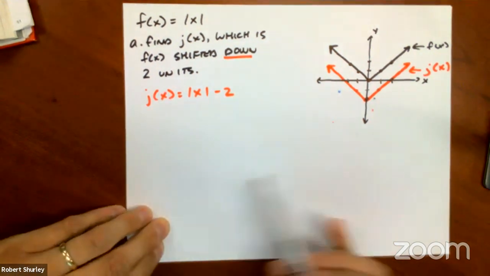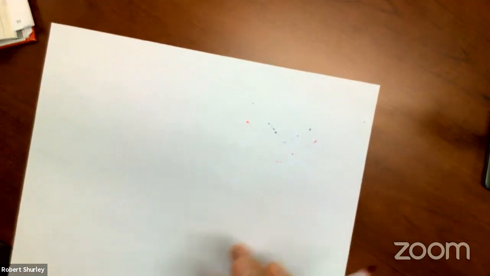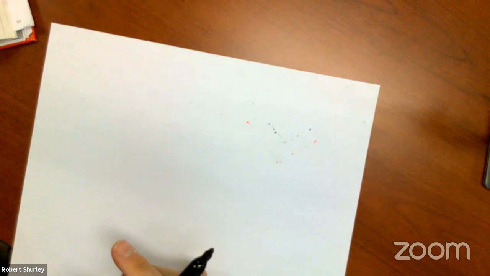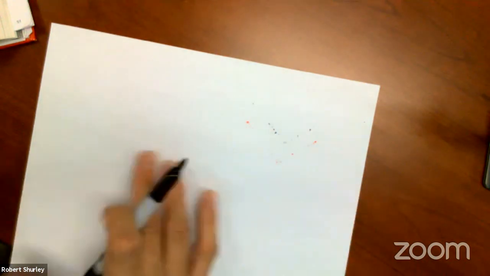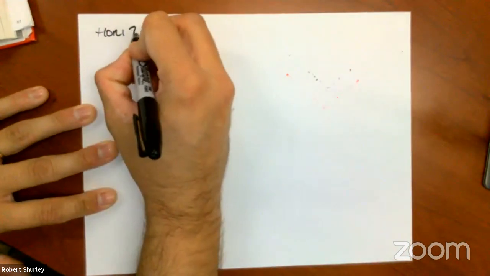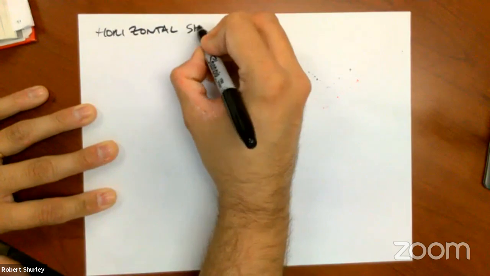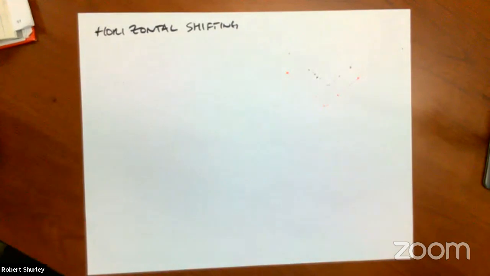I'm going to come back to this one because I'm going to do the horizontal shifting on it. So I'll be back to this one in a second, but let's talk about horizontal shifting now. We talked about vertical, that's up or down, and really it's addition or subtraction on the outside. For horizontal, you have to do the addition or subtraction on the inside of the function. Now, this is a little weirder because it's going to be backwards with the logic.